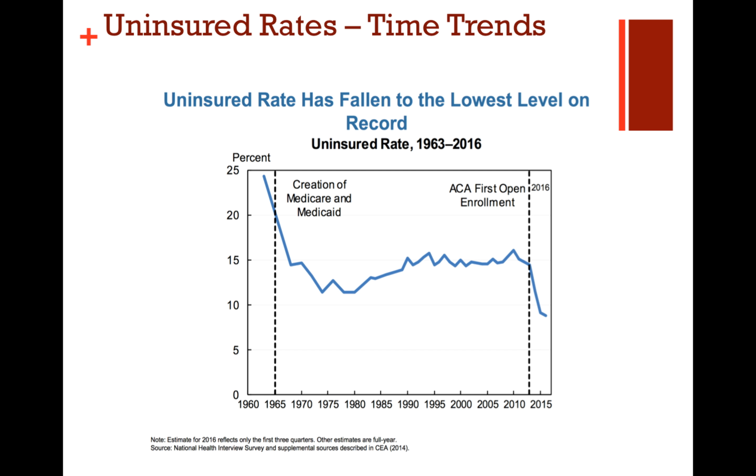We are currently at our lowest level of uninsured ever, which is a really good thing. Prior to the creation of Medicaid, it was up near 25%. Again, everything was pretty much through the private insurance market or your employer. So we saw a dramatic decrease in uninsured due to the creation of Medicaid and Medicare. It started to creep back up, and we started to see higher and higher rates of uninsured. And you can see here that with the first open enrollment for the Affordable Care Act, those rates have, again, had another dramatic decline.